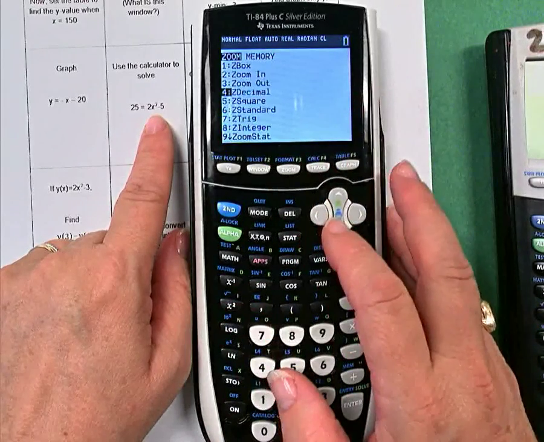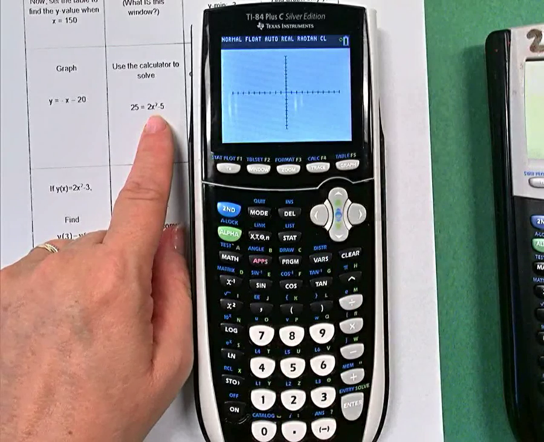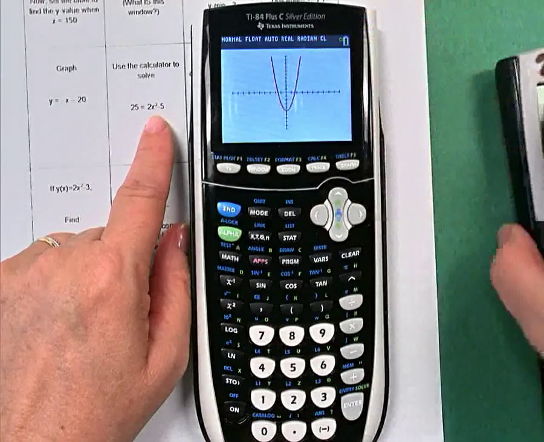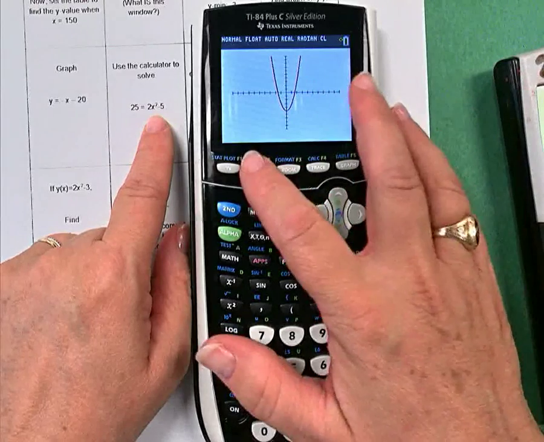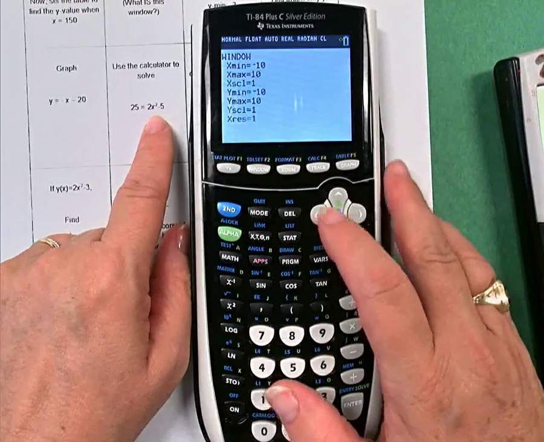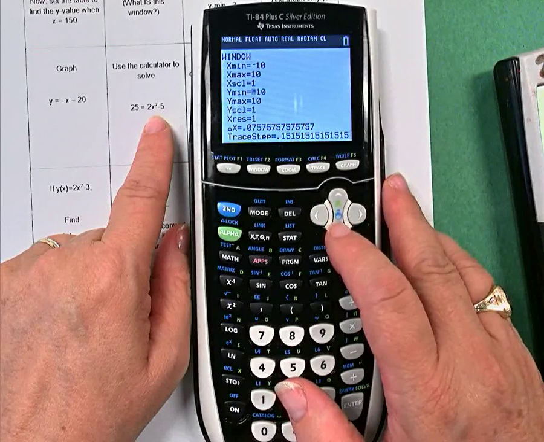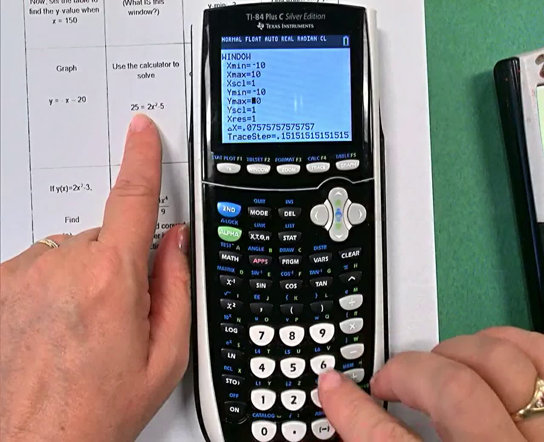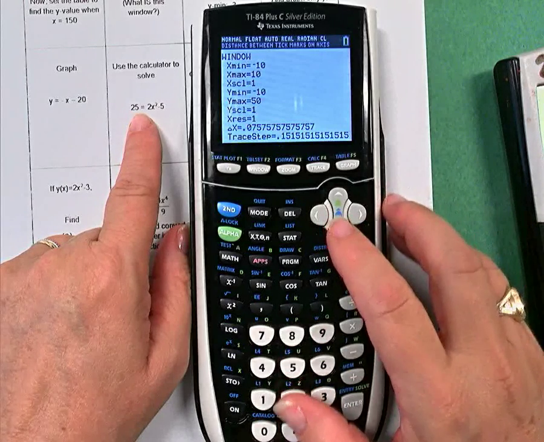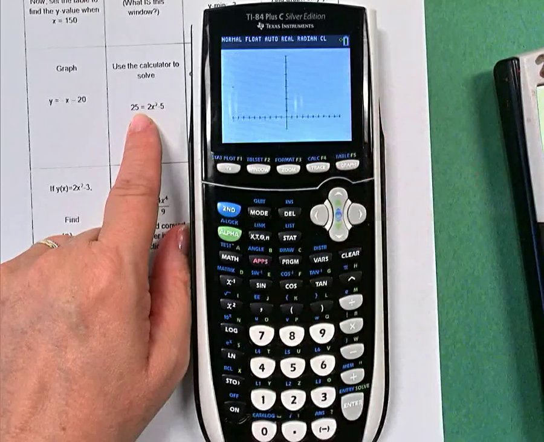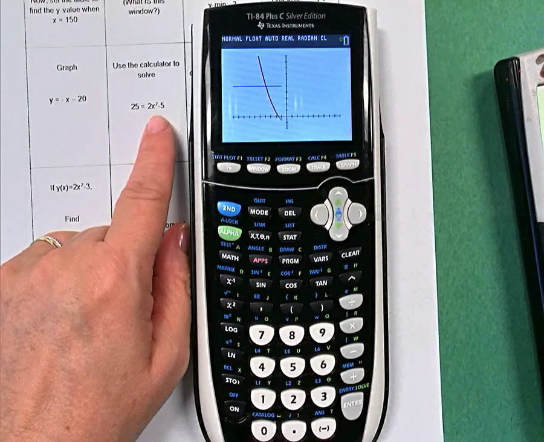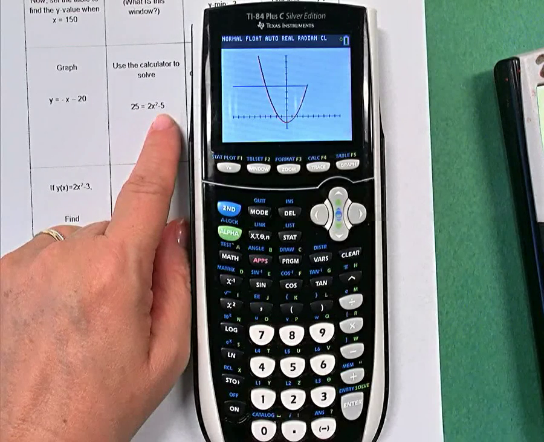I'm going to start off in the standard window and see if I can find it. Okay, well, I can't find 25 because it stops here at 10 for the standard window. So I'm going to make my y's larger than 10, and it needs to be kind of larger than the 25. So I'm going to make it be 50. I'm going to count by 5s. There's my y equals 25. There's my 2x squared minus 5.